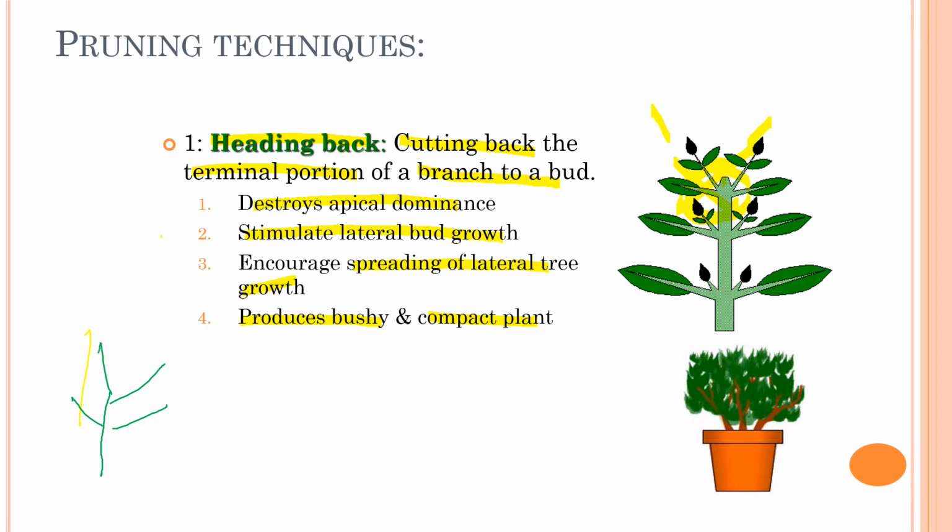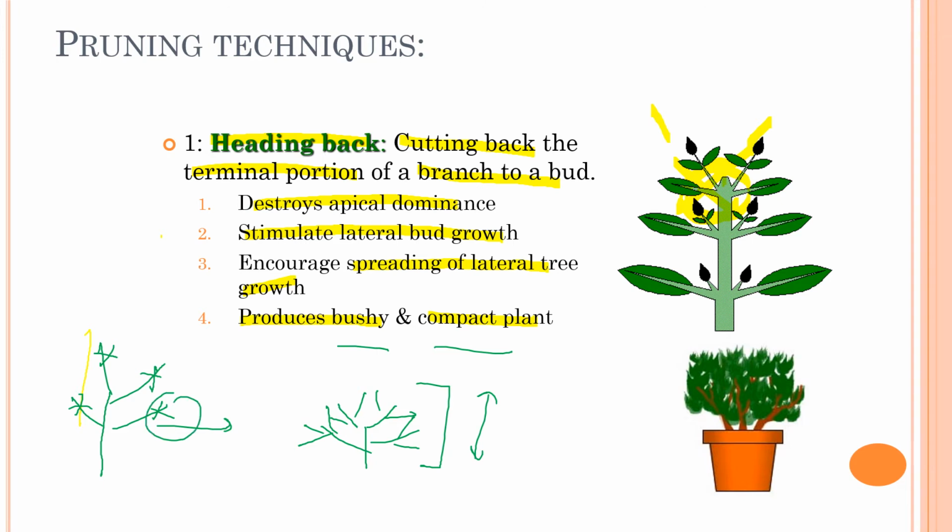Okay, and now what you do with the heading back, you cut here. This is how you cut. Now this cut is going to develop more than the same scaffolding, but now this will be branching out, branching out, branching out. That's why this becomes bushy and short, compact, very short, because you cut only part of the branch.